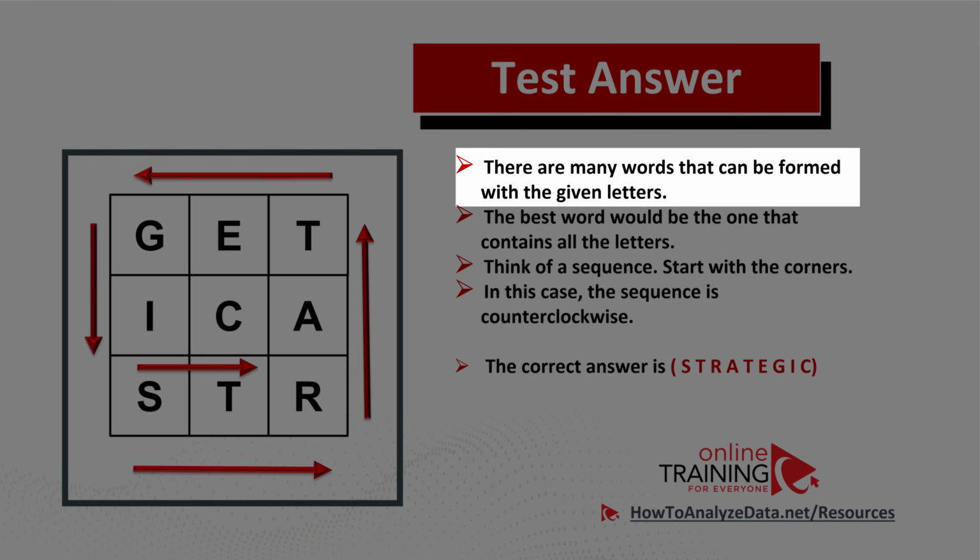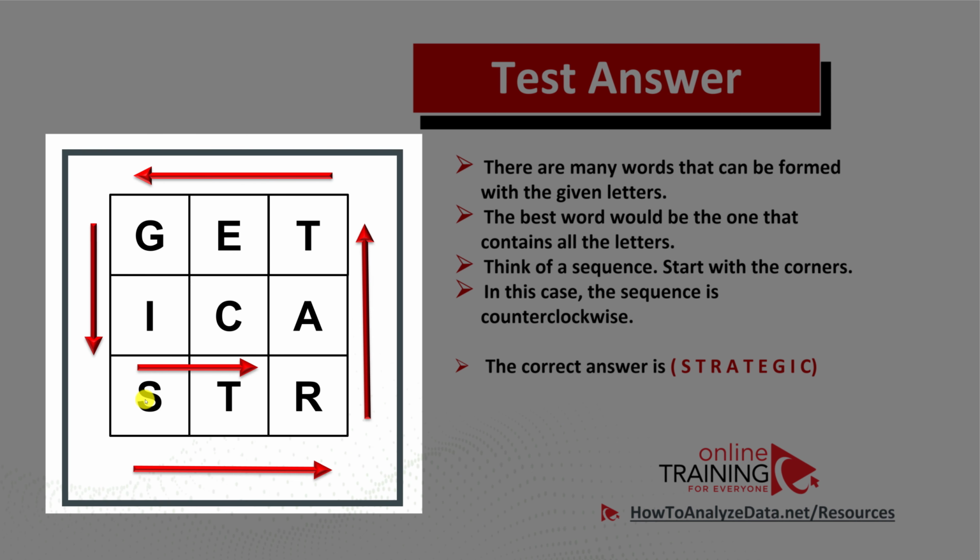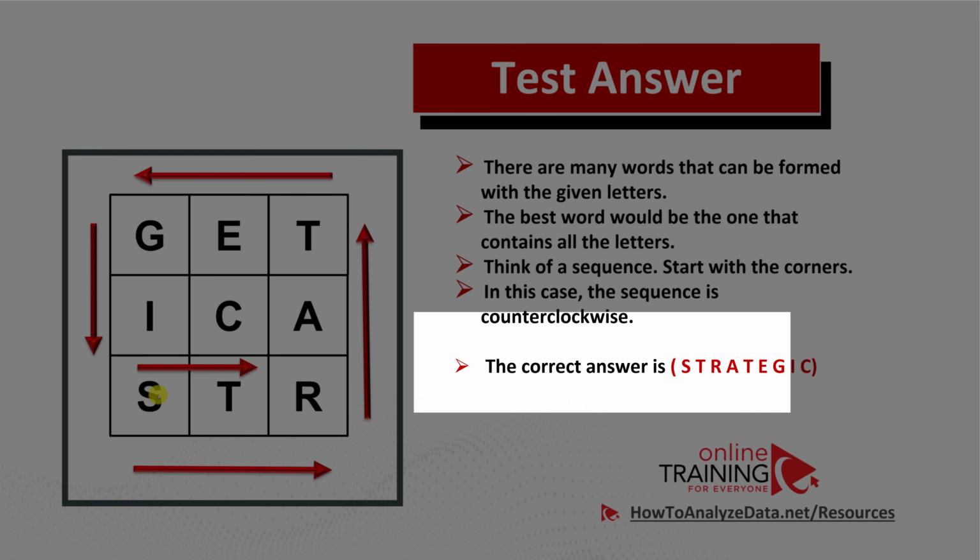Obviously, there are a lot of different words that could be formed with the given letters. But what you need to do as part of the test is to find the word that best matches all the letters presented. You should start looking in the corners, and in this case, the pattern is counterclockwise. We have the word strategic, which is formed starting in the bottom left corner. If you start in the bottom left corner and then flow from right to left, then flow from bottom to the top, from left to right, and then end your word in the middle, you will form the word strategic.